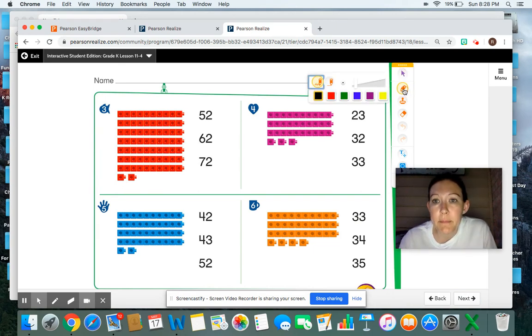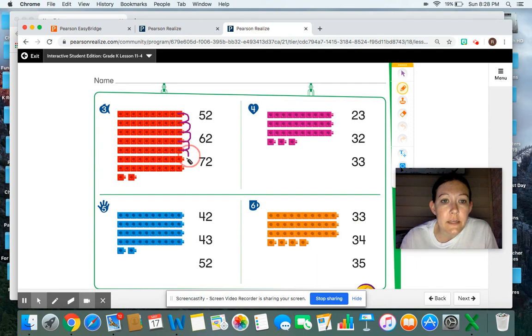All right, let me get my pencil and my color out. Here we go. Here's a group of 10. So we say 10, and I want you to count with me, okay? You can mark in your book if you want. 10, 20, 30, 40, 50, 60, 70. Stop. Now we stopped at 70. Now we count on by ones. 71, 72. So we're going to circle the number 72 to show that there are 72 cubes in all.